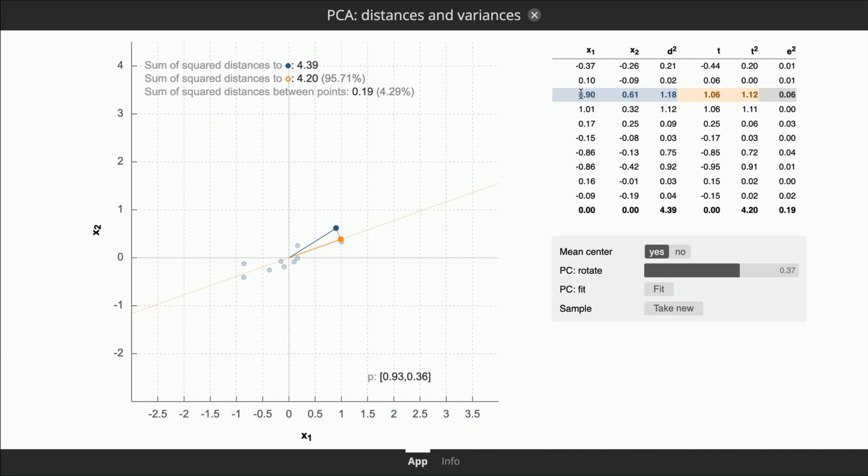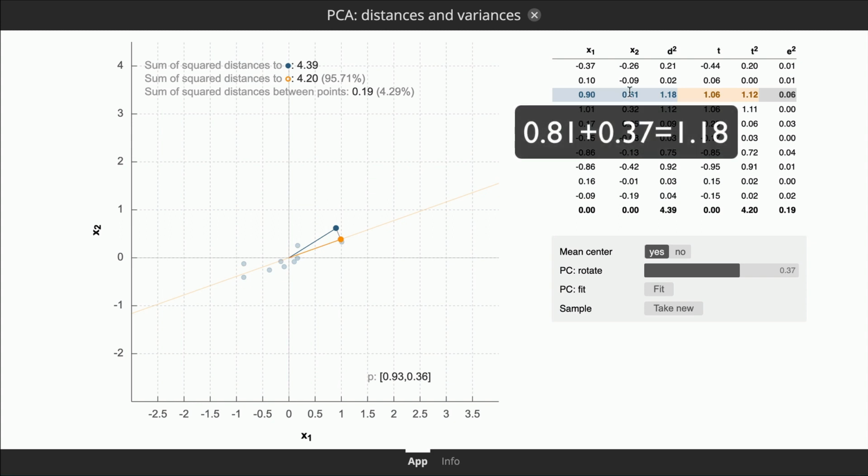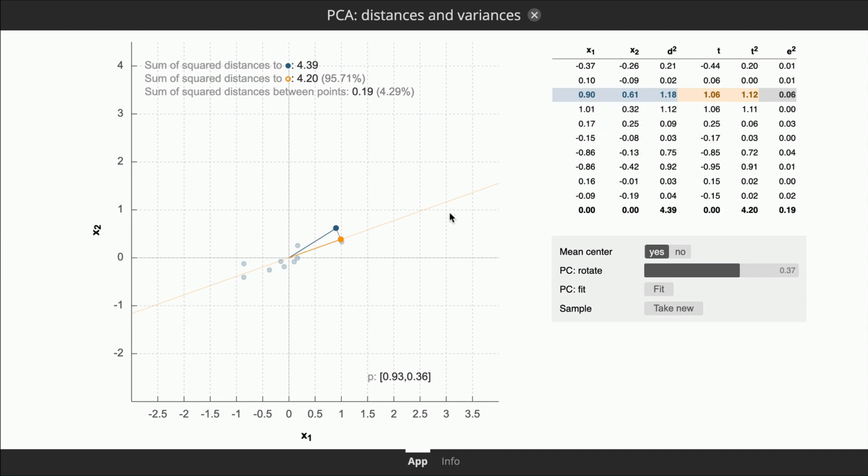So the calculation: if we take the x1 coordinate, square it, and the x2 coordinate, square it, this will be approximately 0.81, this will be approximately 0.36, and together it gives you 1.18. So this 1.18 is a squared distance. It's the square of the length of this line. Then you can calculate it for every point here. And then if you take the sum of all squared distances, you can compute the variance if you divide by n-1, which is 9. So that will be the variance of these blue points. Okay, but we don't need the variance.